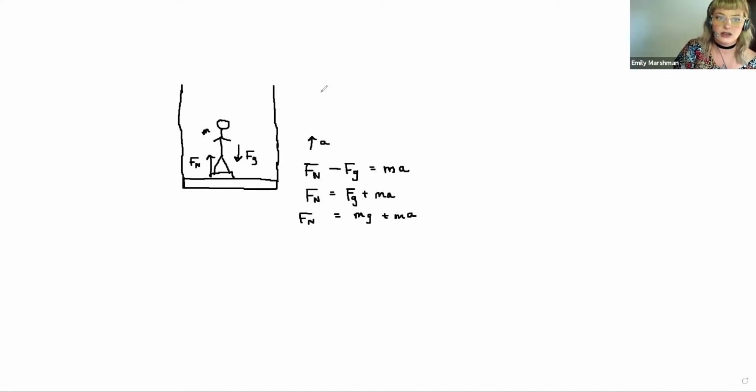Now, once the elevator gets to a point where it's moving upward, but it's no longer accelerating, the scale will go back to its normal reading. So if you're 140 pounds, the scale will go back to 140. And let's say you then get to the top. The elevator starts to decelerate, so the acceleration is now pointing down.